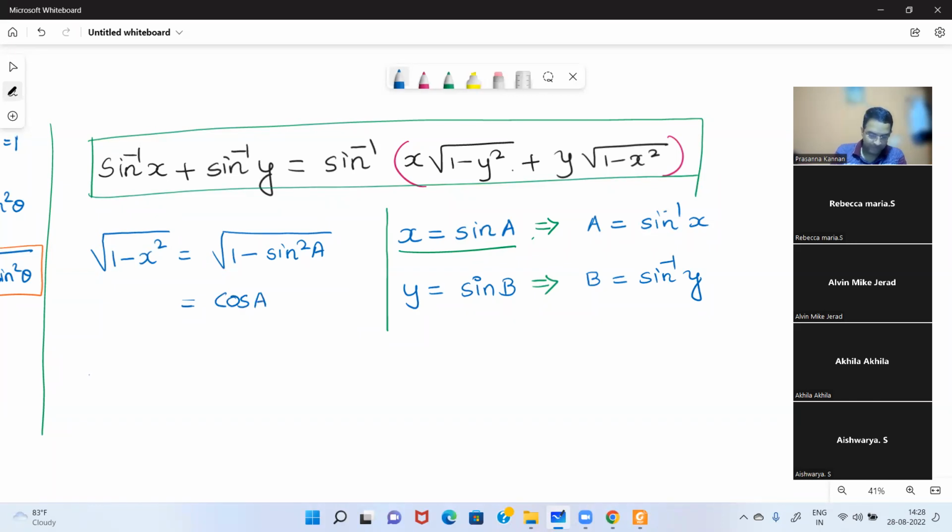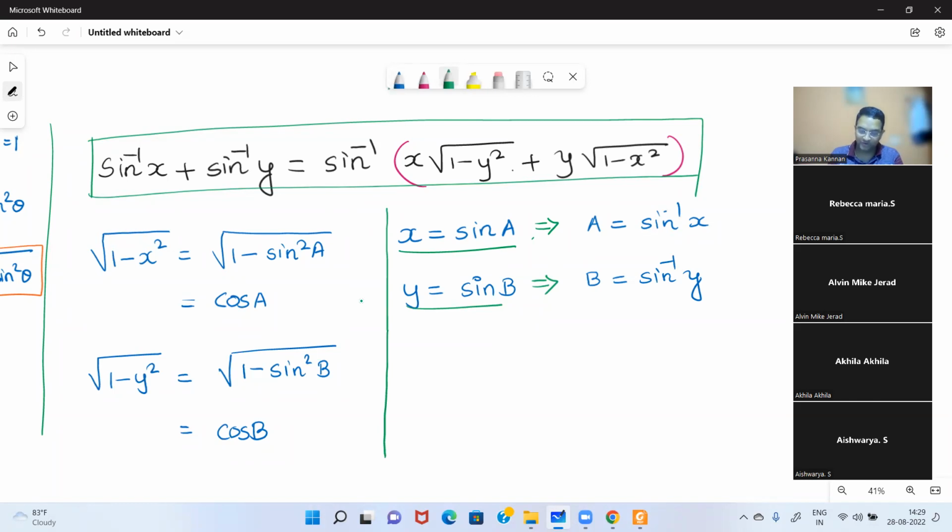Similarly, can you tell me what is root of 1 minus y square? What is y? Sine B. Yes. So this will be root of 1 minus sine square B. What is 1 minus sine square B? Cos square B. And root of cos square B is cos B. Is it clear now? Yes, sir.